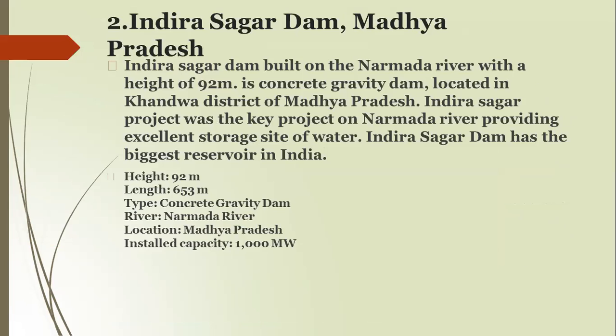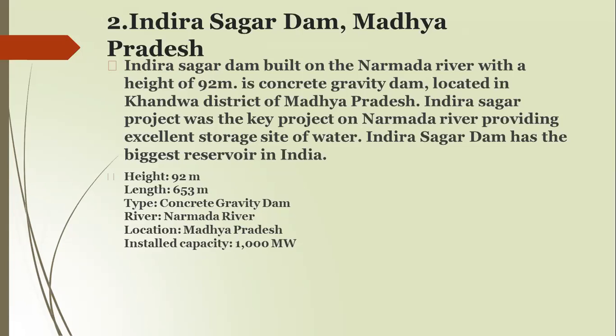So again, it is having a medium to high height, because 92 meter. So it will fall under the large dams. Its length is 653 meter. This is the length of that dam wall. So again, it is a concrete gravity dam made on the Narmada river.